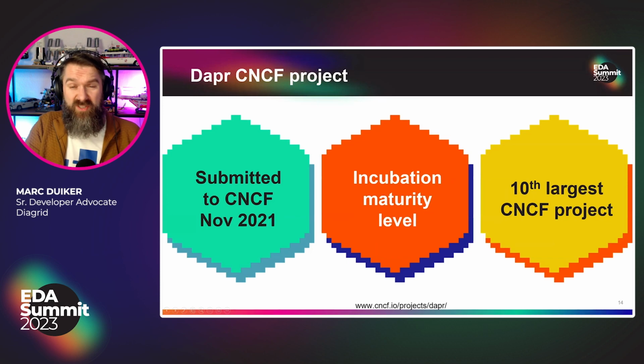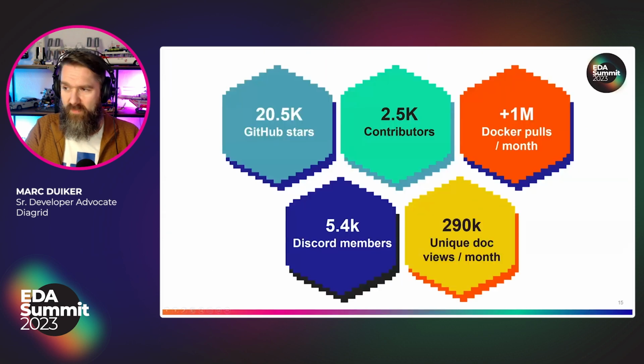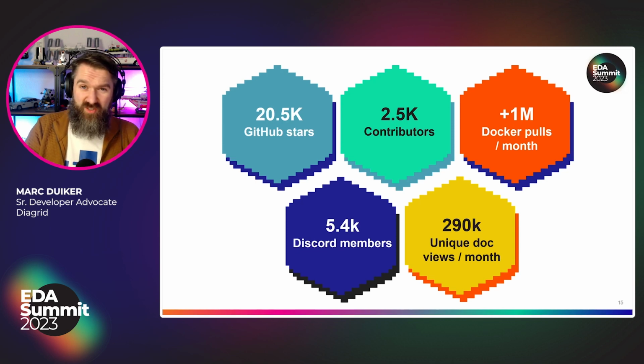About dapr itself, it's a CNCF project. It's been submitted to CNCF since November 2021. It's currently in the incubation maturity level phase, and it's the 10th largest CNCF project. So there's been quite a big adoption of dapr. Also, the community is doing very well. A lot of people have been contributing to dapr over the years. A lot of people are fans, with over 20,000 GitHub stars, which is really great. And we also have a very active Discord community. It has over 5,000 members. So if you have a question about dapr, that's really the place to be.